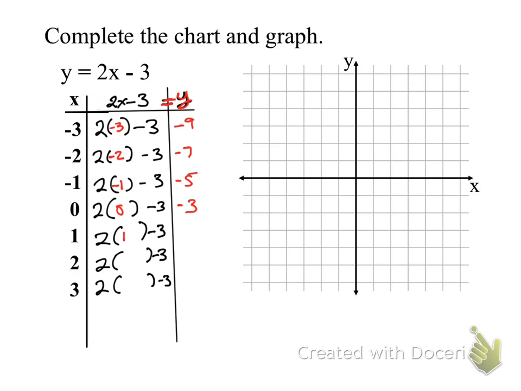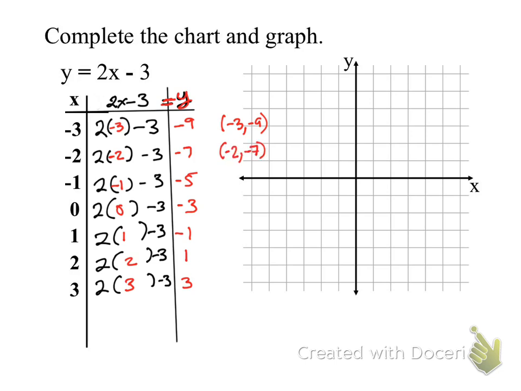2 times 1 is 2 minus 3 is negative 1. 2 times 2 is 4 minus 3 is 1. 2 times 3 is 6 minus 3 is 3. Now what you get are these ordered pairs. Negative 3, comma, negative 9. Negative 2, comma, negative 7.